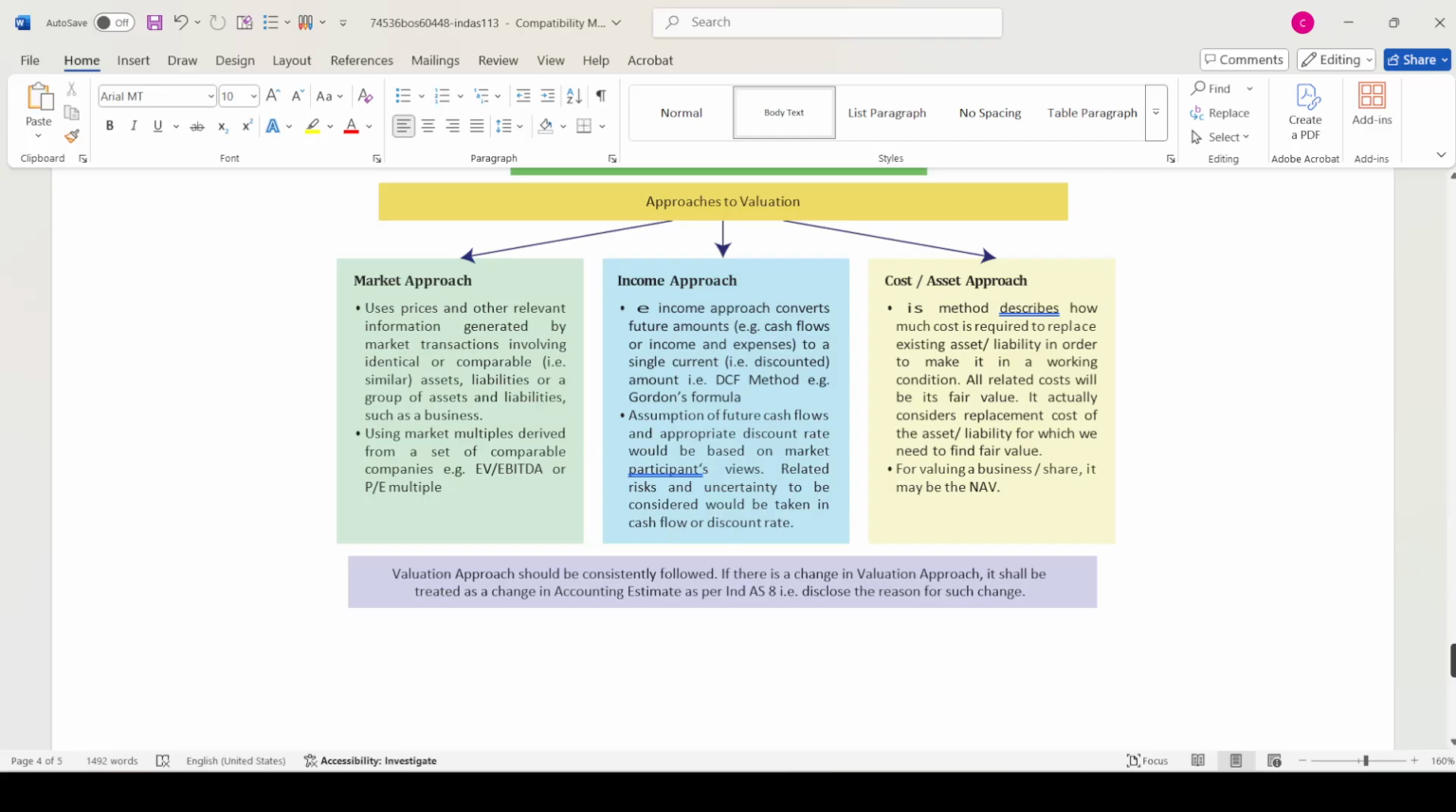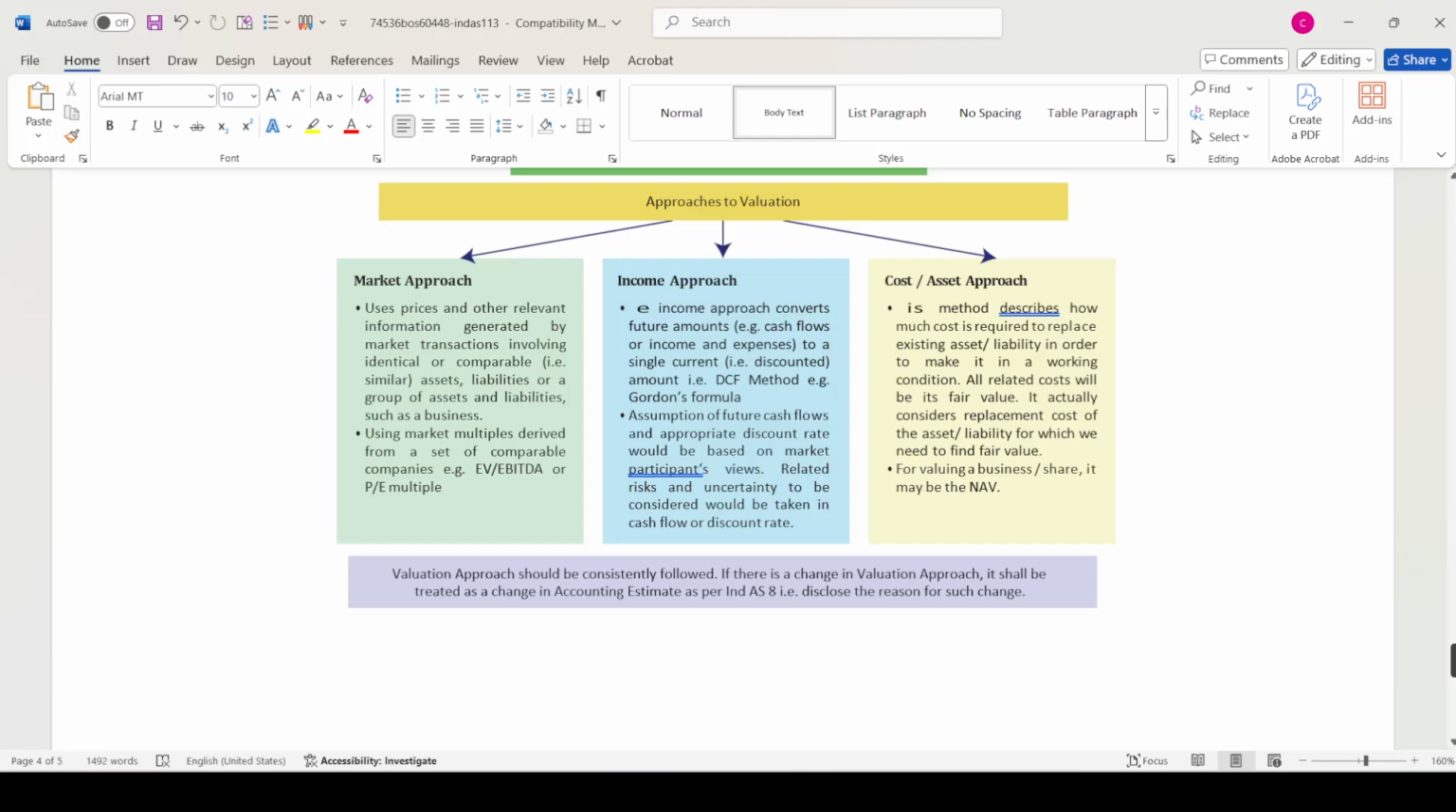Income approach. What is meant by income approach? Income approach is nothing but calculating how much cash flow we can generate from that asset. We discount those cash flows using an appropriate discount rate, like Gordon's formula, etc. And the cost or asset approach is nothing but the cost we are going to incur.